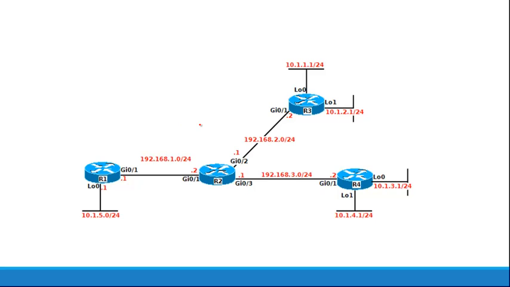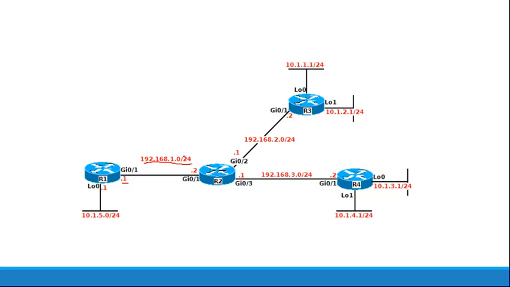Here's the network we're working with. Between R1 and R2, I'm using the 192.168.1.0/24 network, with gig 0/1 on R1 being 192.168.1.1, and then gig 0/1 on R2 being .2, and so on. Then we do the 192.168.2.0 network with this one being 2.1, 2.2, then 3.1, 3.2, and so on.